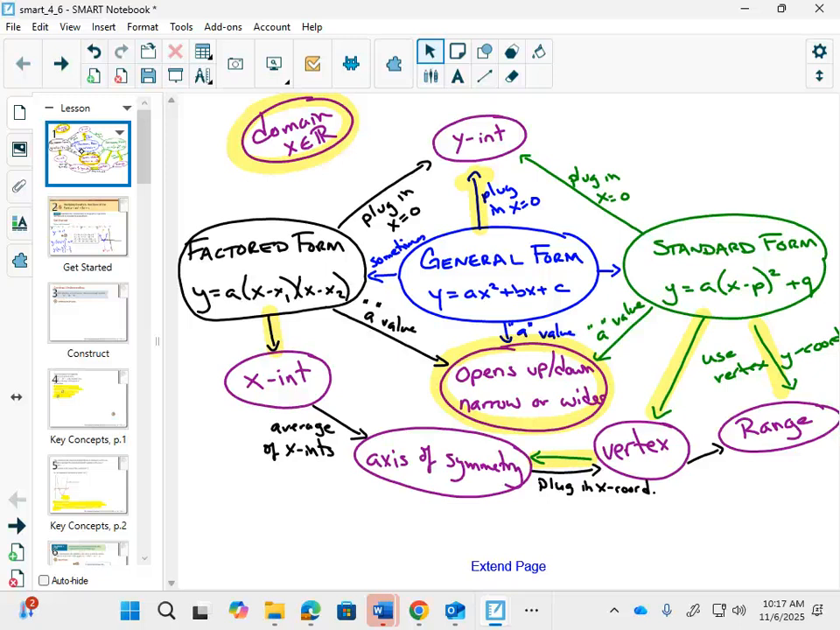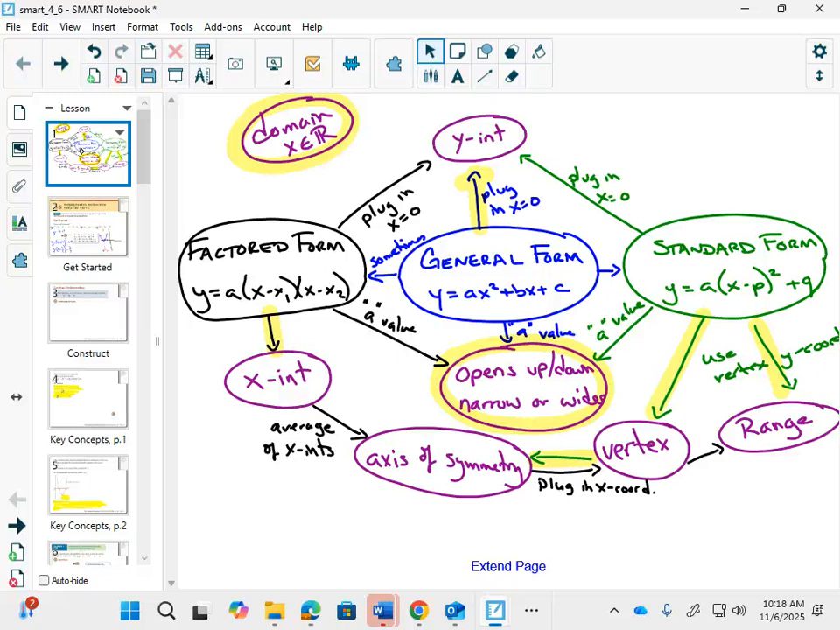If you have the factored form, you can still plug in x equals 0 and get your y-intercept as well. The factored form gets you your x-intercepts. That's the one thing that standard form doesn't get to. The only thing you can't figure out from your standard form is your x-intercepts. From your x-intercepts, you can find the average to find your axis of symmetry. And from your axis of symmetry, if you plug in the x-coordinate, you could get to your vertex.